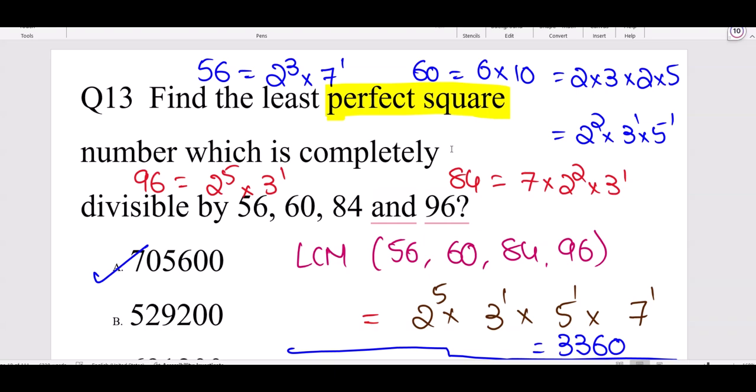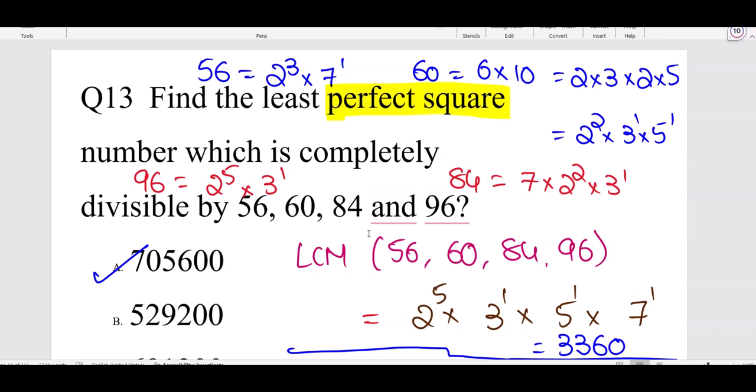I repeat the question again. The least number you need to add so that the number which is divisible by 56, 60, 84 and 96 will become a perfect square. See, the number is now 3360, right? Divisible by 56, 60, 84 and 96 means 3360. For 3360, what to be added to make it a perfect square is my question.